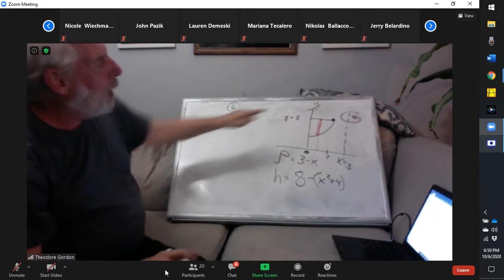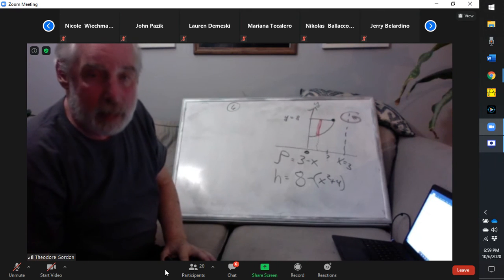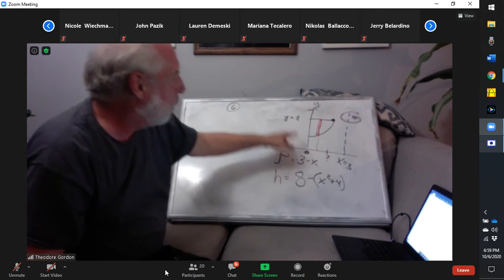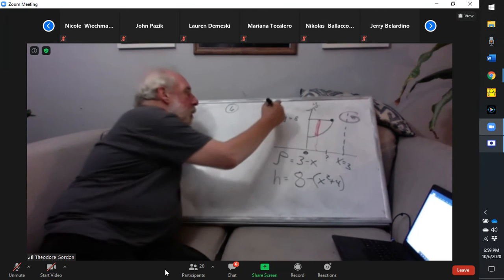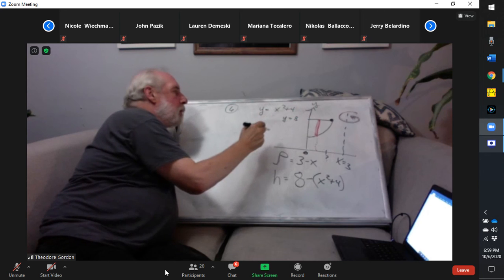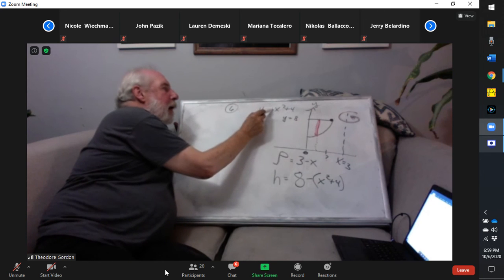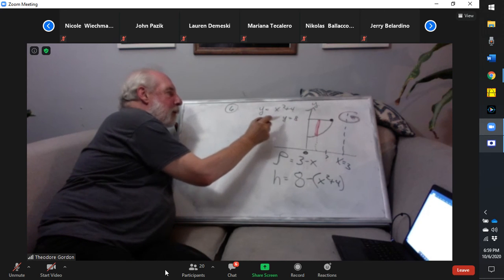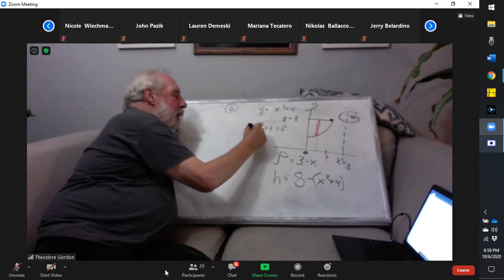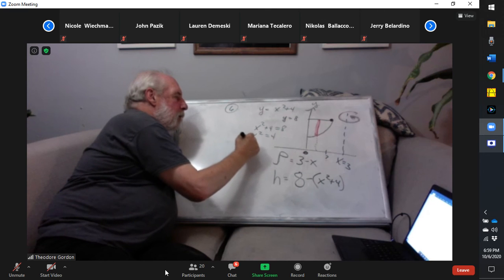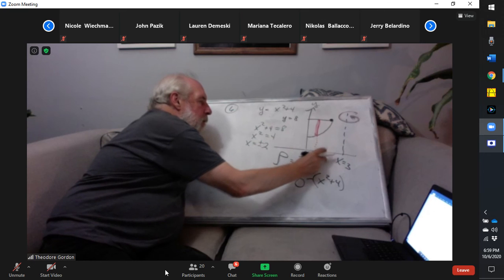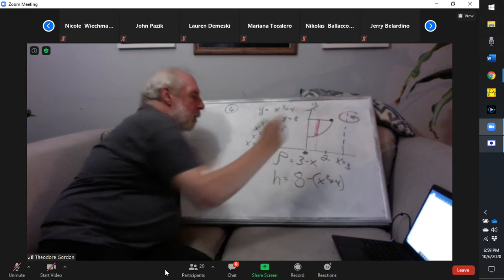We need to know what that x value is where those functions come together. So we're going to be integrating from 0 to this number. The function here is x squared plus 4. This dot is where x squared plus 4 equals 8. So x squared plus 4 equals 8 means x squared is equal to 4, so x is equal to plus or minus 2. But we only need this one over here. We only need that 2.